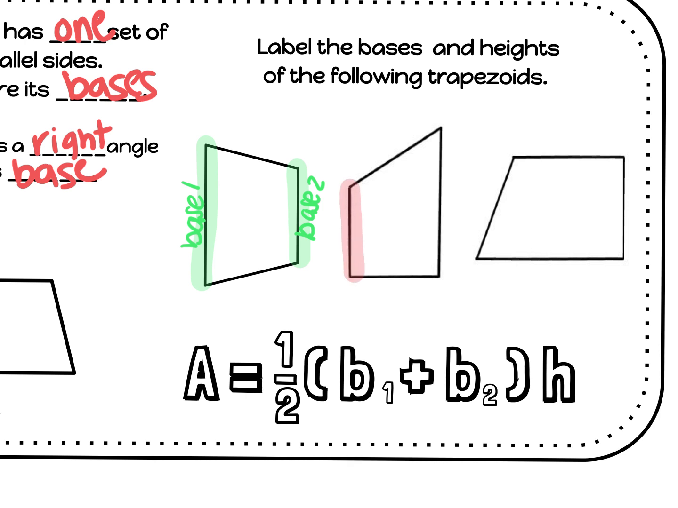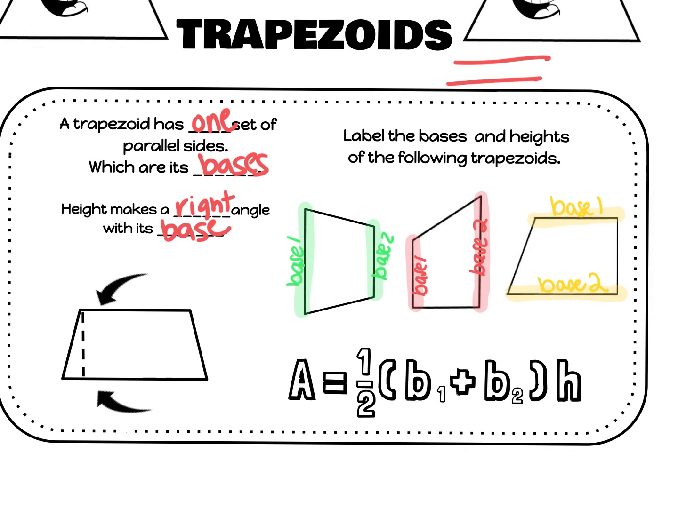My parallel lines are right here in this trapezoid. So this one is base 1, base 2. And this one, they're right here. This one is base 1. This one is base 2. So your bases are the parallel lines. If you look at the formula down there, you have base 1 and base 2. So you have two bases in a trapezoid.